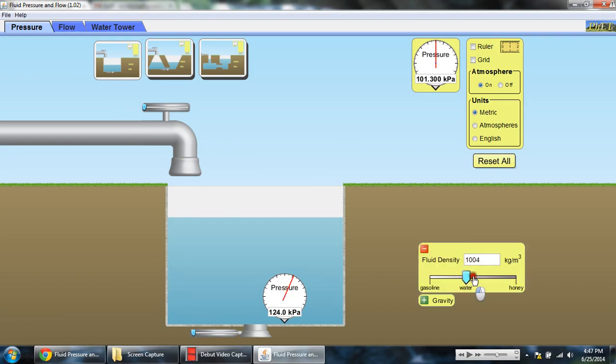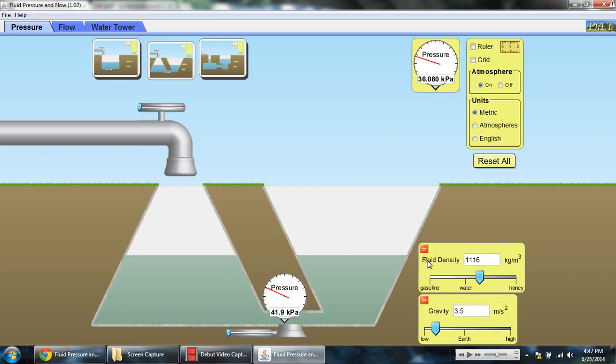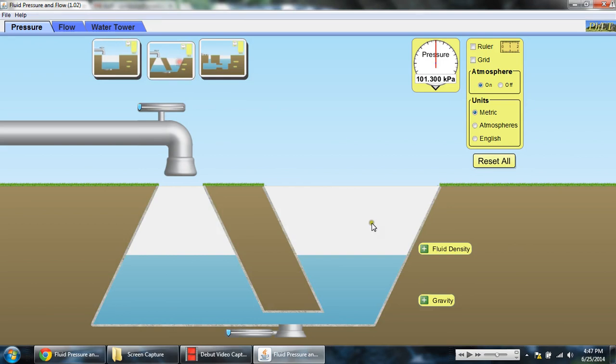You'll be asked to play with fluid density, which you can do so here. You'll be asked to play with the value of gravity, which you can do so here. Another piece is going to ask you to take a look at what happens in this situation. When you do come here, please reset all. You can turn the faucet on and make observations from there.